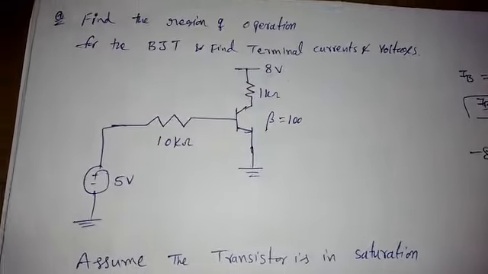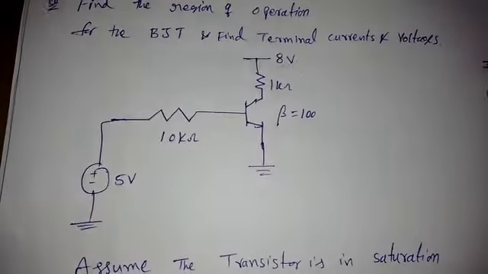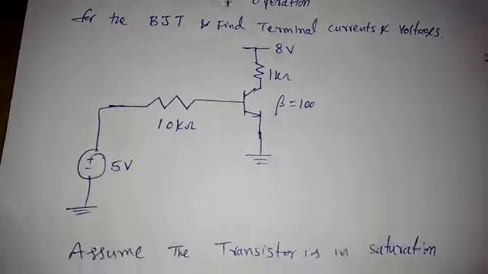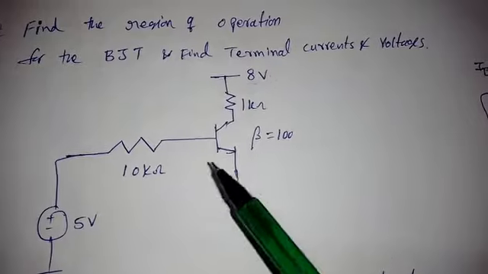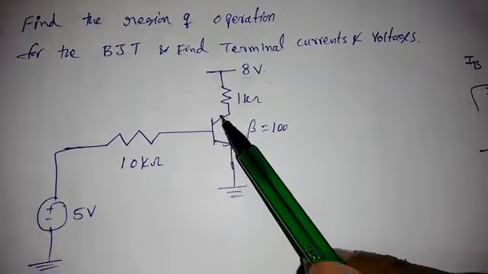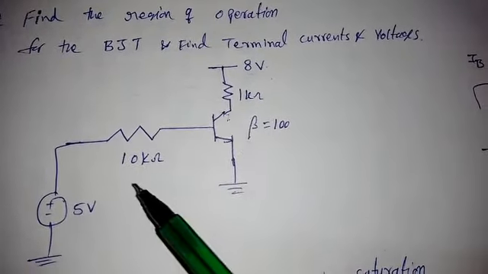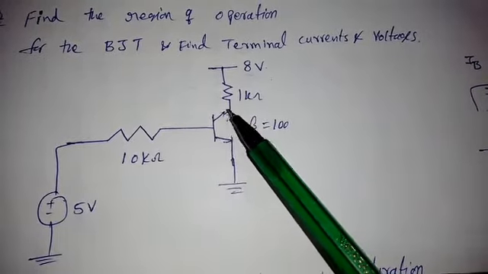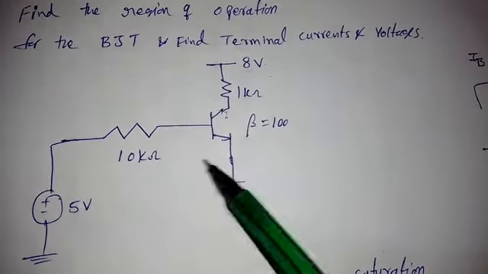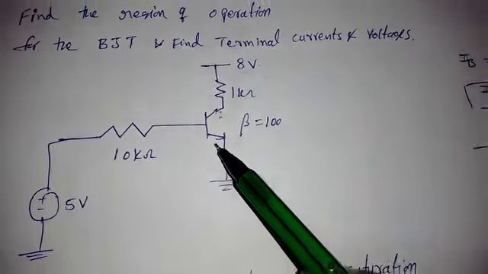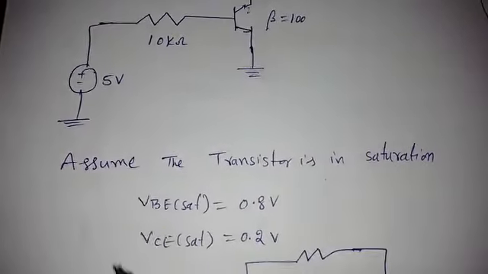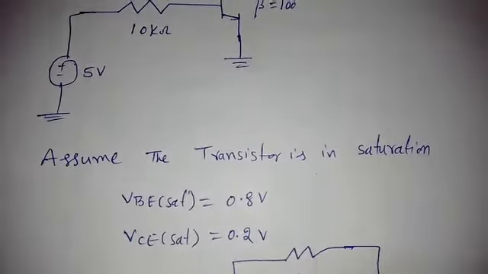So I am going to do the second approach to find the region of operation for the given transistor. In the previous lecture we have seen, we first assume the transistor is in the active region, then we find the terminal voltages and currents, then we say whether it is in active or in saturation. Now in this second method, we first assume that the transistor is in saturation.